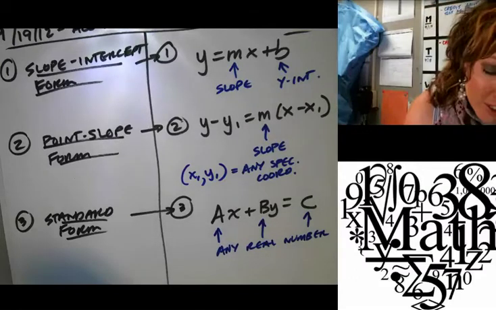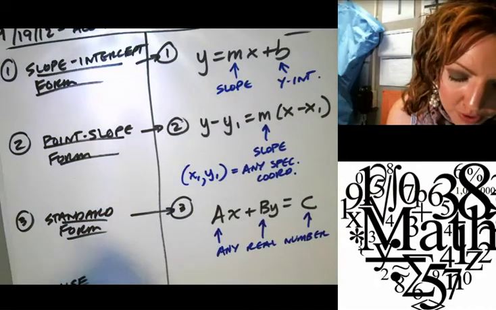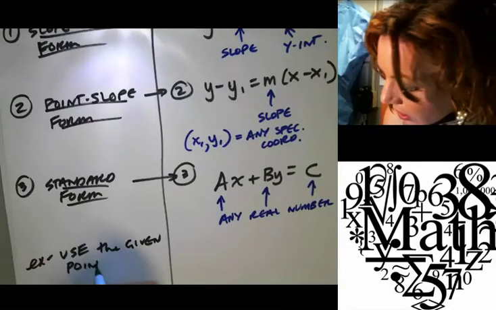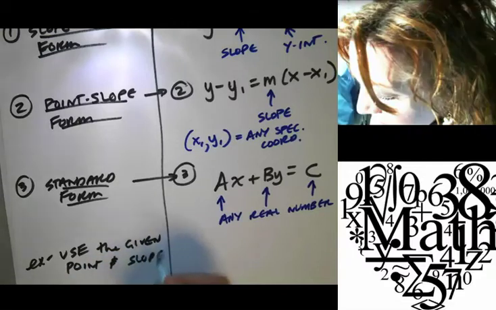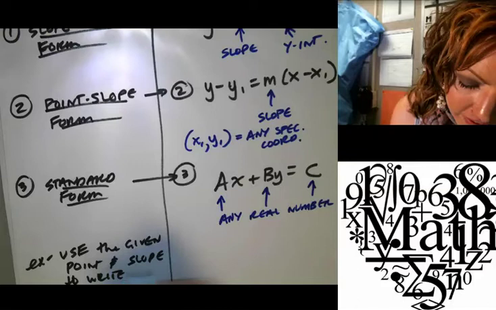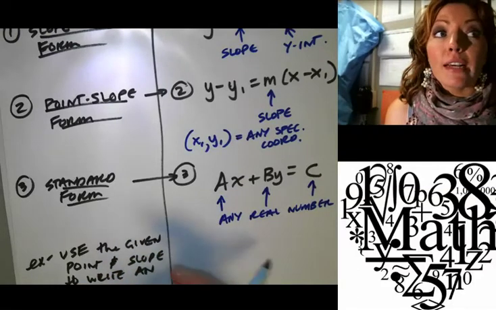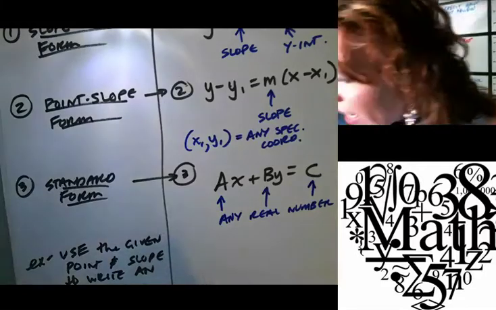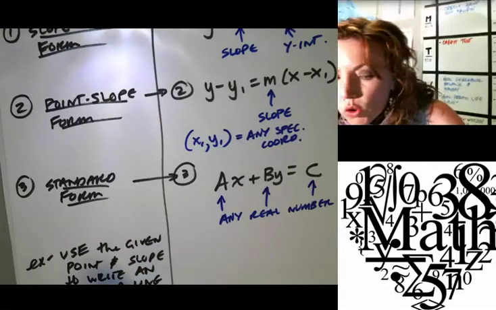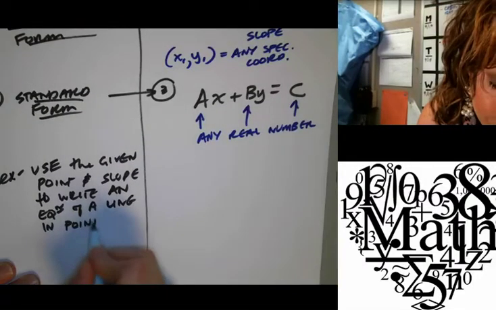Okay, let's do examples. All right, use the given point and slope to write an equation of a line. Whoops, to write an equation. This is going to slow me down, the writing part. This is why I was not an English major. Okay, to write an equation of a line in point-slope form. Whoops, I'm off the page. Okay, here we go. In point-slope form.